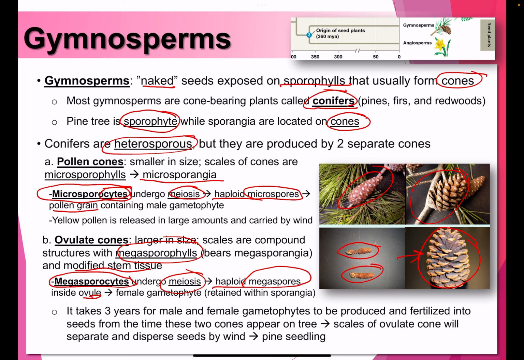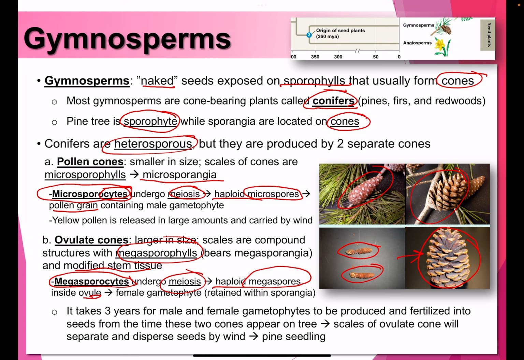Now, in general, it actually takes 3 years for male and female gametophytes to be produced, because the way we've been talking about it sounds like, oh, okay, it's easy. There's this step, goes to this step, goes to that step. But for the tree itself, it takes 3 years for those gametophytes to be produced. And then they will fertilize into seeds, because from the gametophytes they will make egg cells and sperm cells. Sperm still have to fertilize the egg, and once the egg is fertilized, it will become a seed.